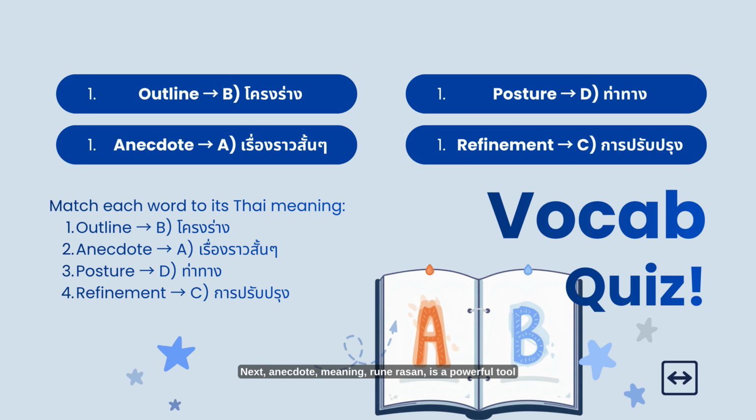Next, anecdote, meaning run ra san, is a powerful tool to engage your audience with a personal story or example. Then, we have posture, or thothang, a crucial element in your delivery that conveys confidence and credibility. Finally, refinement, translated as kar prabprung, emphasizes the importance of making small, continuous improvements to enhance your presentation skills. Remember, this quiz is a fun way to test your knowledge and solidify these important vocabulary terms.